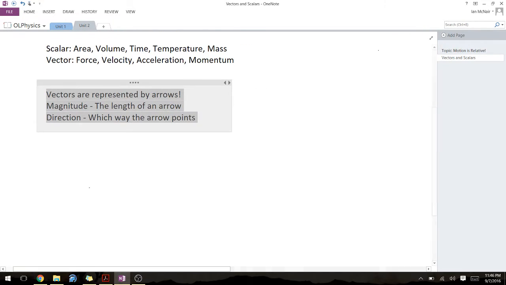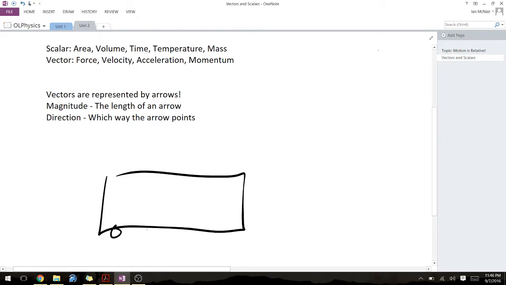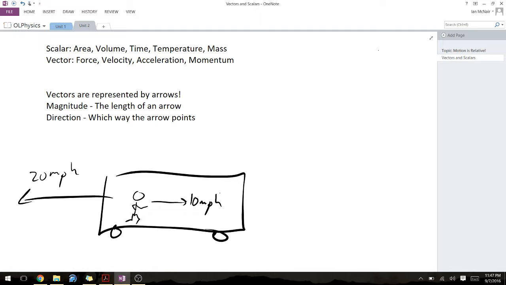If I were to draw them again, so I have this bus, right? A better representation might be something like this, right? Where the guy is maybe moving something like that, half the speed of the bus. This is our 20 miles per hour. This is our 10 miles per hour. So these vector quantities manifest themselves in two ways, right? So we talk about the graphical one.